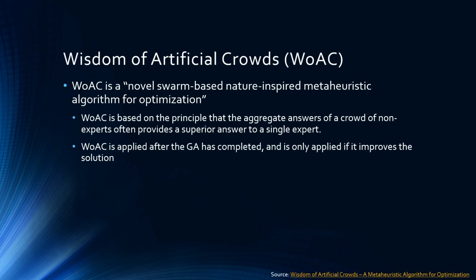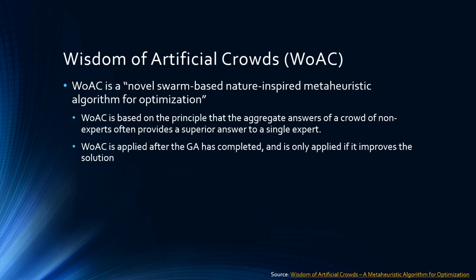So wisdom of artificial crowds, essentially it's a meta-heuristic algorithm. It is a post-processing technique that is applied, in this case, to the solutions, the population of a genetic algorithm. In short, what it does is it looks to see what the most popular answers are in the genetic algorithm, and it attempts to see whether or not the most popular answer is better than what is listed as the best answer in this particular implementation.